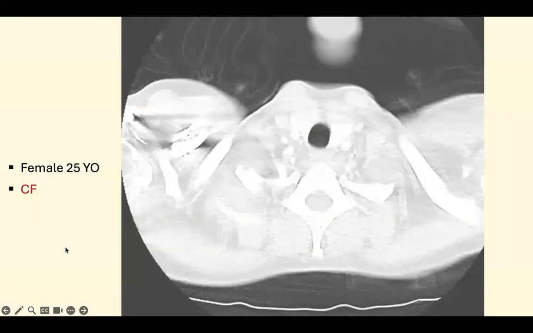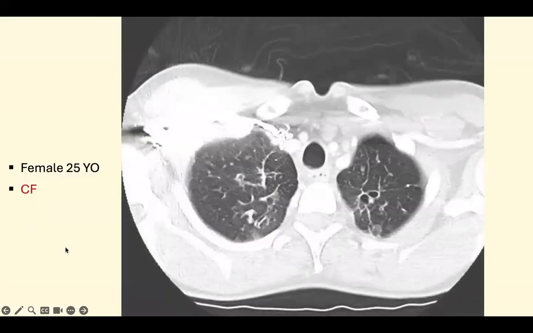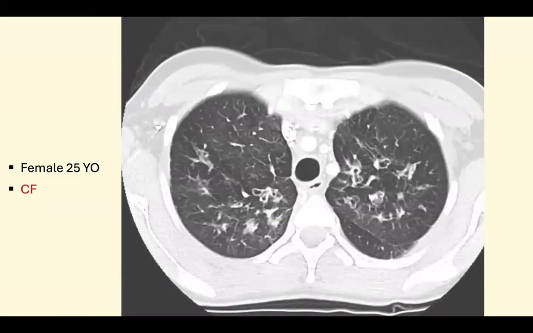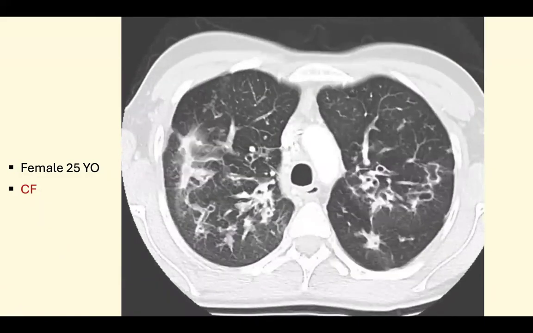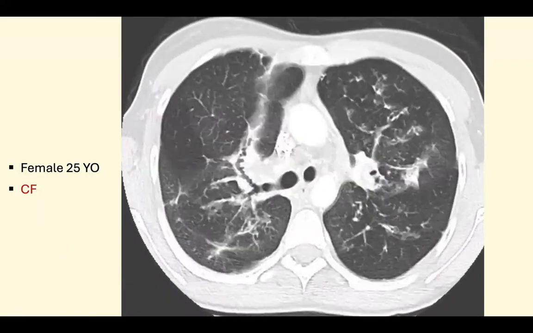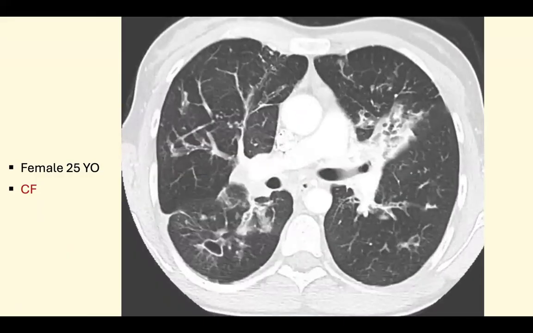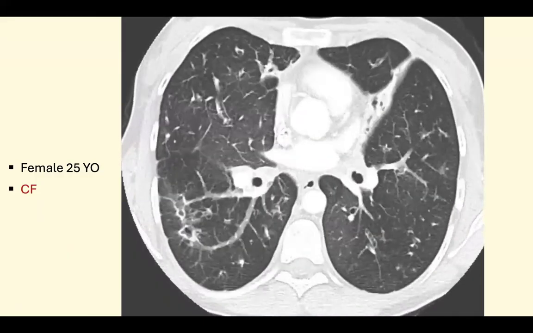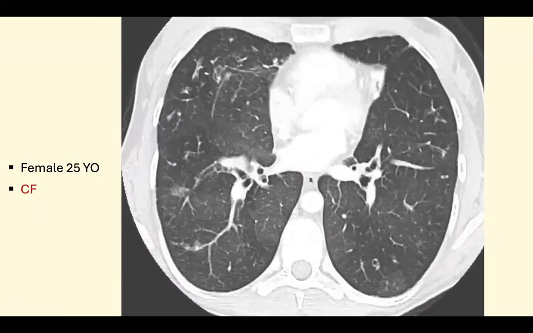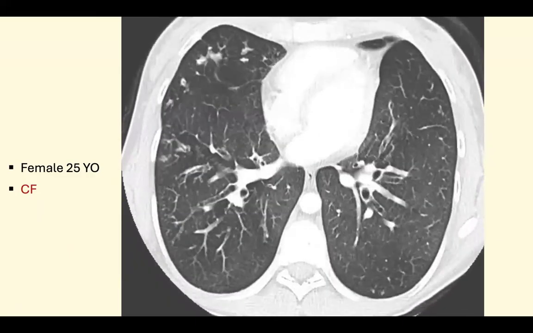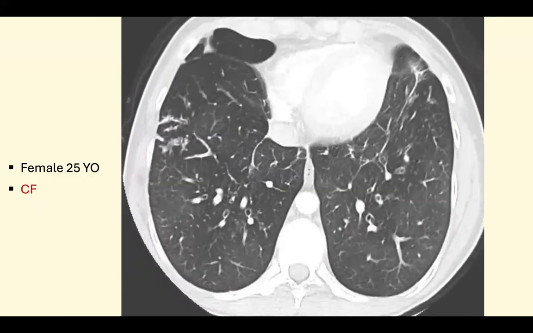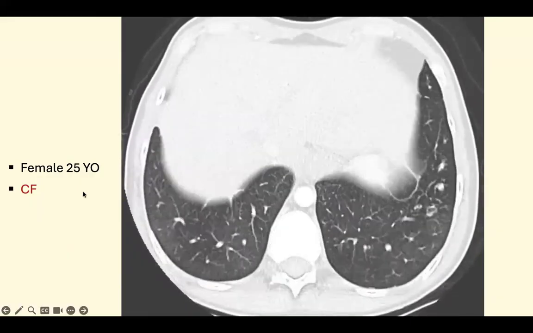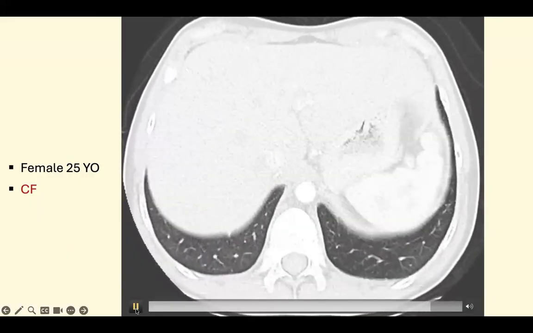Here is an example of a 25-year-old female with cystic fibrosis: central bronchiectasis in the upper lobes, starting from the hila, predominantly upper lobar. There is a sign of activity in the lingula with consolidation, and much less involvement in the lower lobes. So that's why it is an upper lobar predilection.